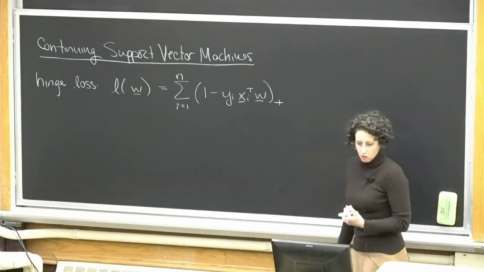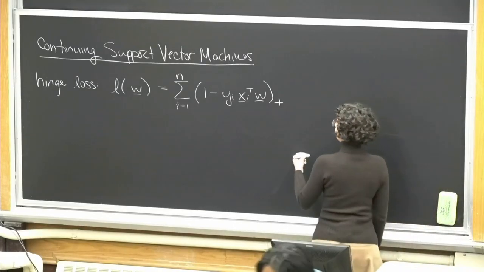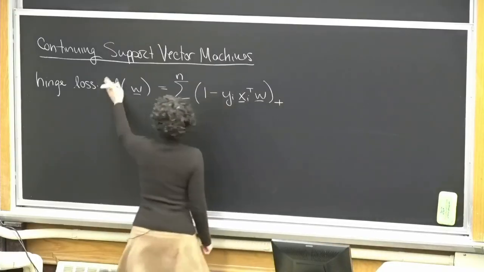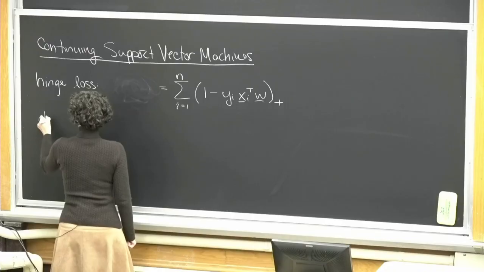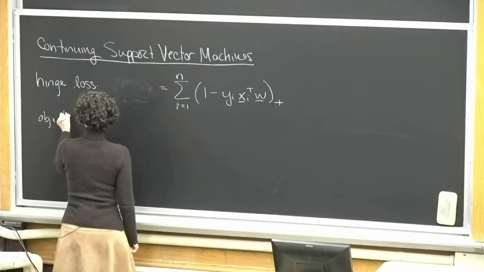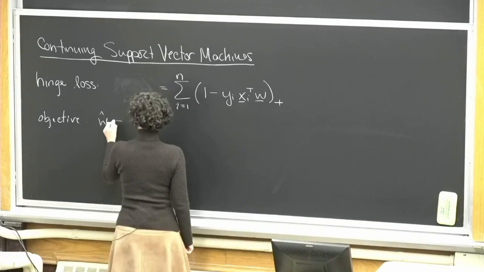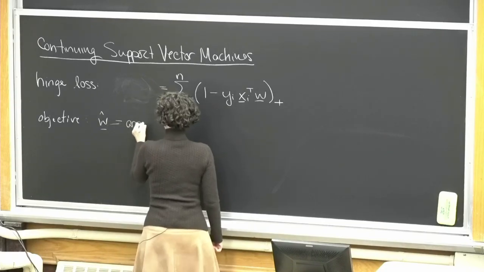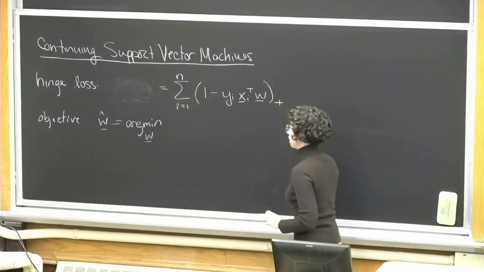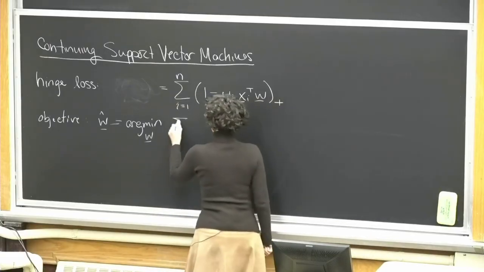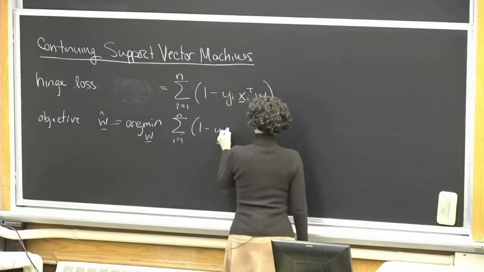And then we said that what we wanted to do was to minimize a regularized version of this loss. So maybe I'll just say this is the hinge loss, and then our objective, the thing that we are going to minimize, is we're going to compute W hat is equal to the argument that minimizes this hinge loss plus a regularization term. So minimize sum i equals 1 to n, 1 minus.